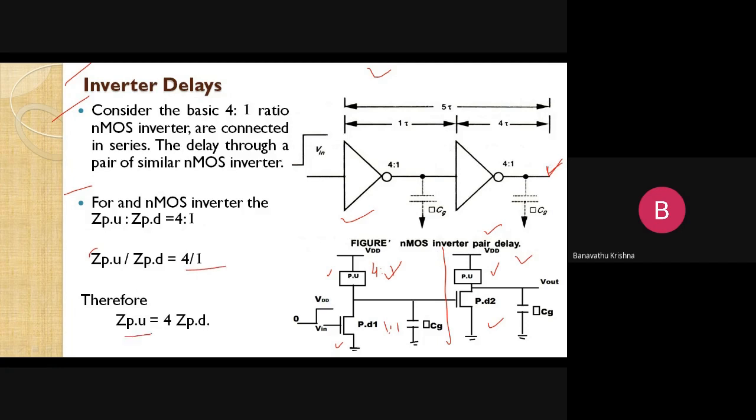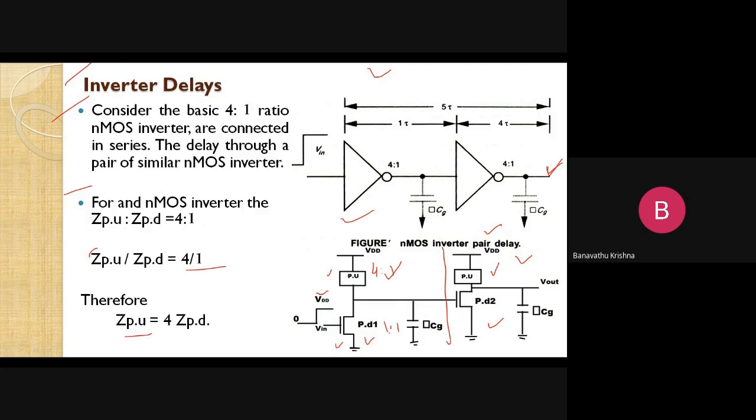Therefore Z pull up equal to 4 into Z pull down, right? So let us observe here in the circuit diagram. Here, if the input is VDD, given at pull down transistor 1, then the pull down transistor is going to be in on condition. The pull up device is nothing but the resistive region. Resistive region means it is on condition, right?